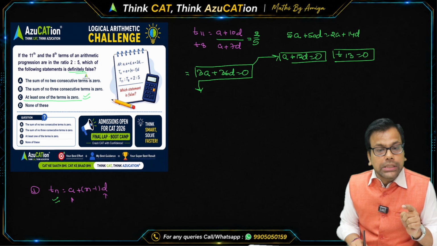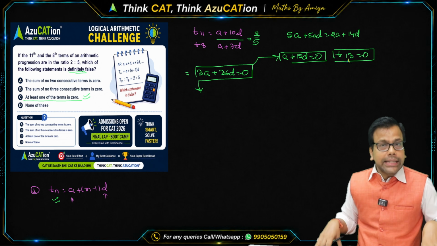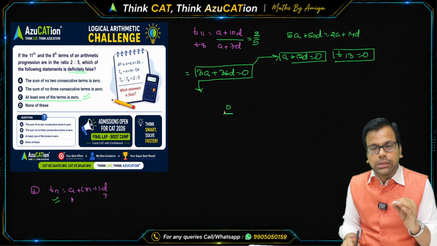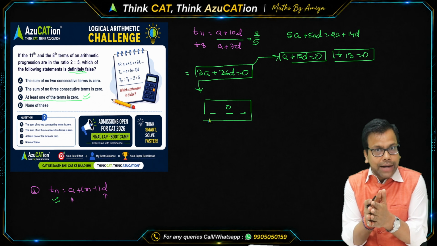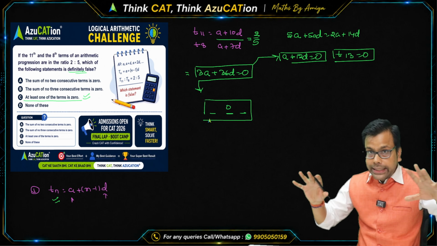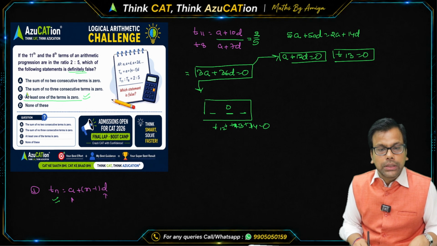But we need to find which is false. This one is correct. Now in the AP, the best part is if one term is 0, then the summation of 3 terms is also 0, because the middle term is the average. In an AP, if the average value is 0, then the entire summation is 0. So if we add term 12, term 13, term 14, it means the sum of no 3 conjugate terms is 0 is what?